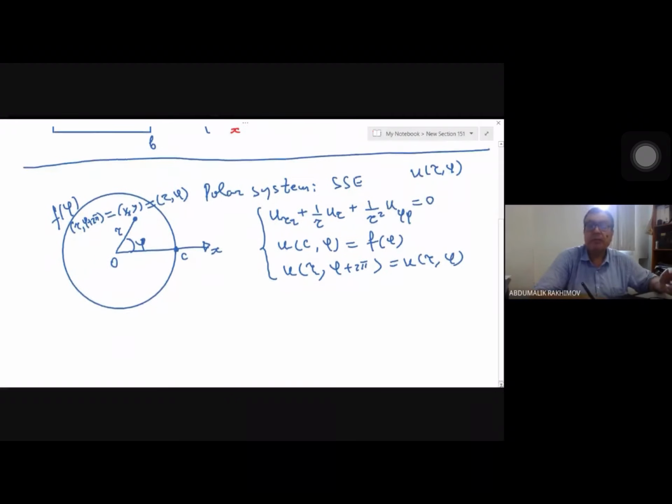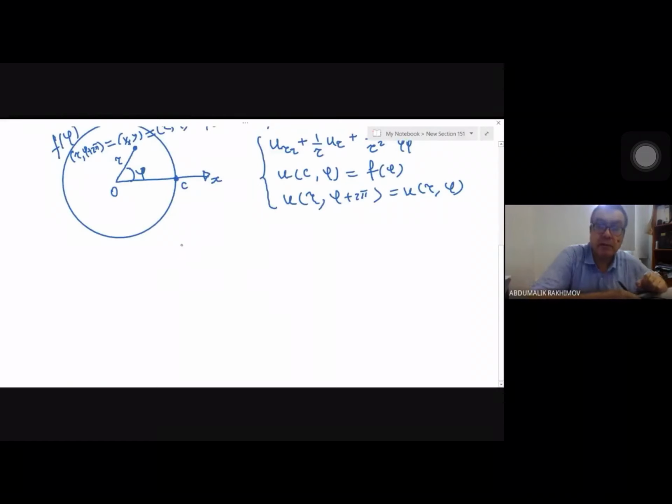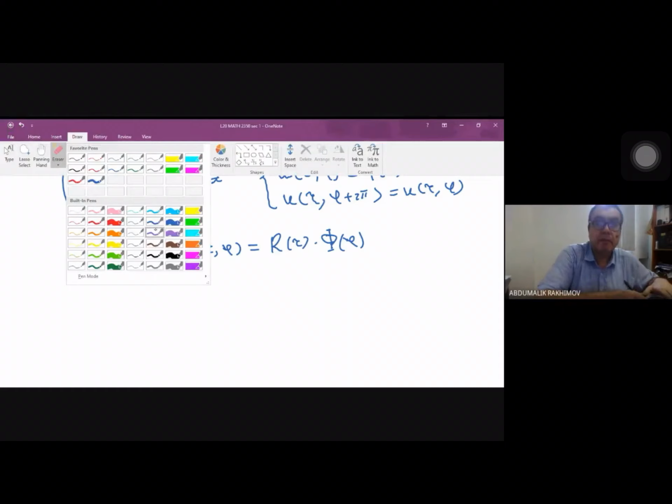How will we solve it? Now we can solve by separation of variables. So we will search for the solution u(r, phi) in the form R(r), a function of the radius, times capital Phi(phi). The reason I'm using phi is that sometimes students don't differentiate when I write theta. If I use theta, then capital Theta looks very similar, and they don't differentiate these two letters. That's why it's better to use phi.